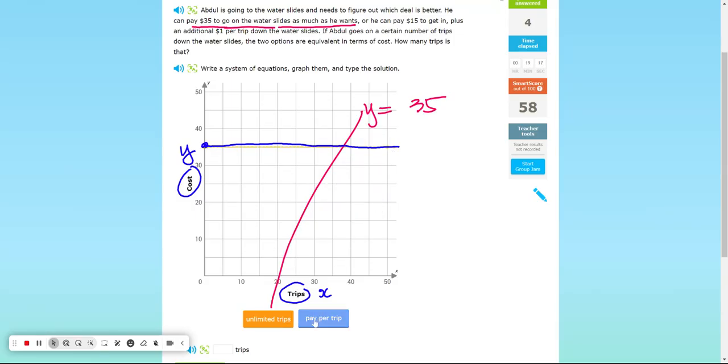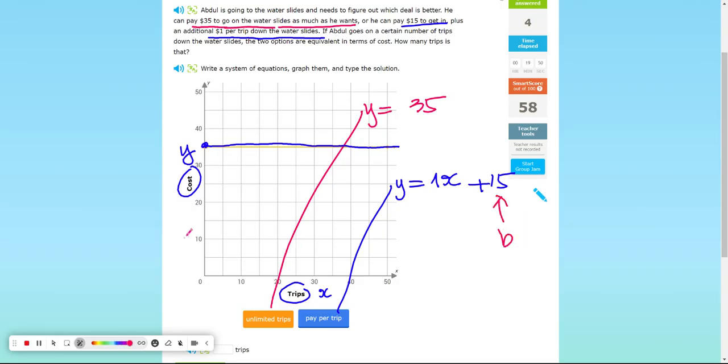Okay. Now, let's go and find the equation if you pay per trip. All right, pay per trip right here. Okay, he paid $15 to get in, plus additional $1 per trip down the water slide. So he paid $15 up front and then $1 per slide. Okay, so 1 should go in front of X. So let's go and wrap this. Here we go. 15. So that's a B. That's a y-intercept right here.